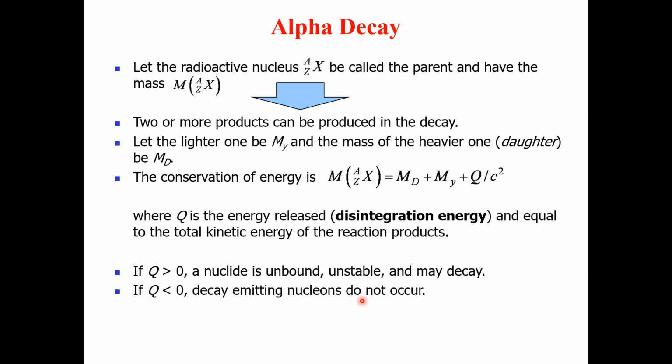Decay from the emitting nucleus will not occur. That is, the decay process will not occur. So that's why we call this the disintegration energy. And for the decay process, the value of this should be greater than 0. Otherwise, the decaying of the emitting particles from a parent nucleus will not occur.